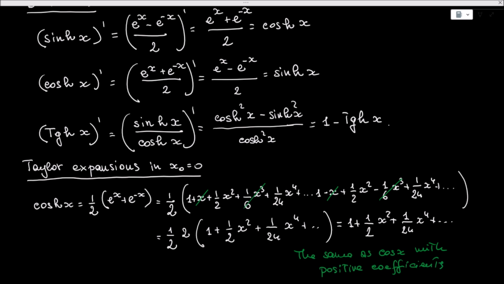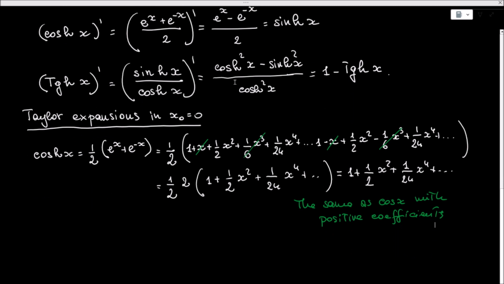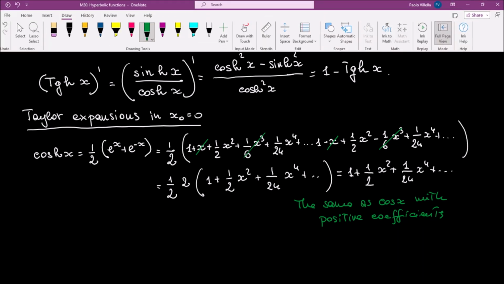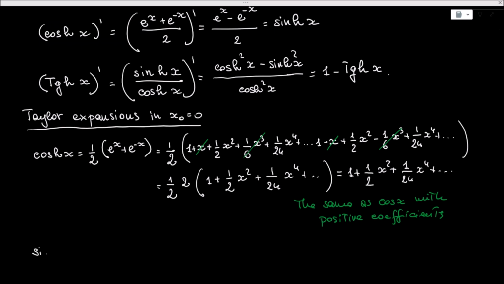In other words, instead of having alternating sign at each and every term, we only have positive coefficients. Let's now carry out the Taylor expansion for the hyperbolic sine of x, which is 1/2 (e to the x minus e to the minus x). Well, in this case we have 1/2.